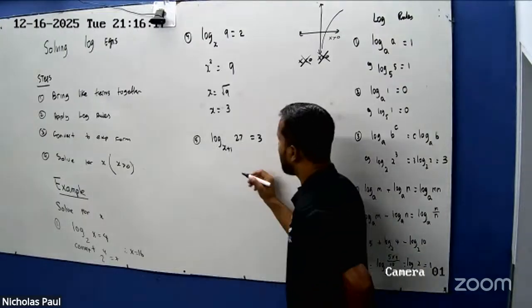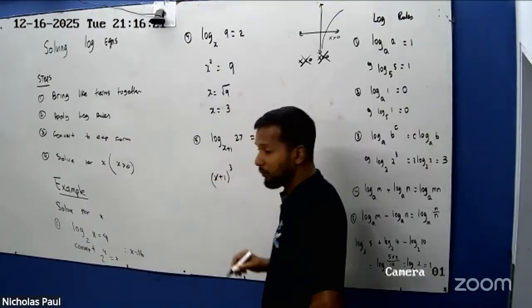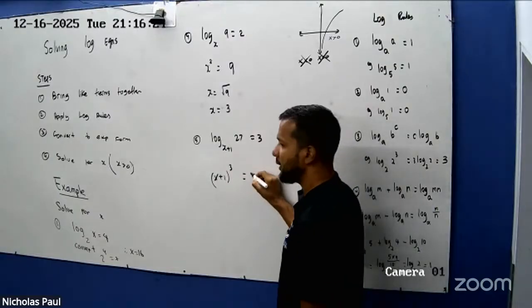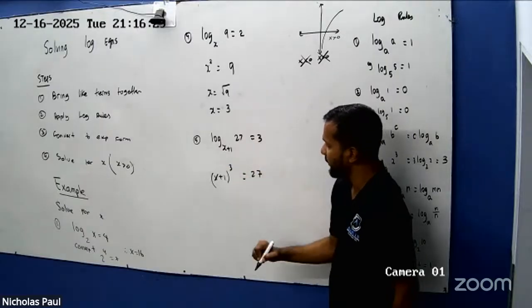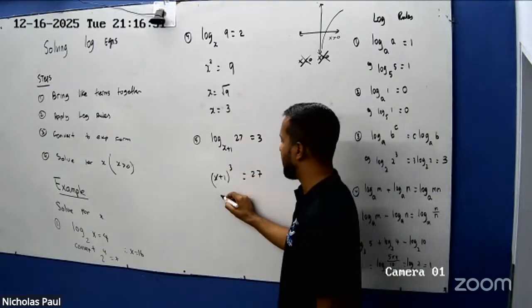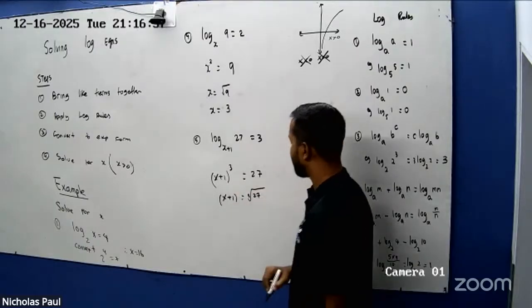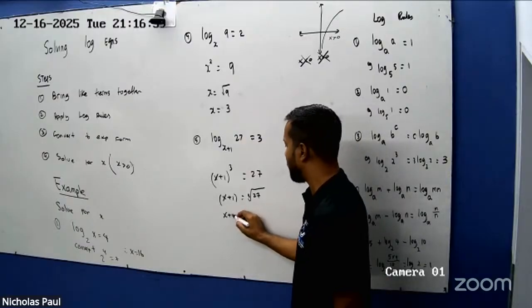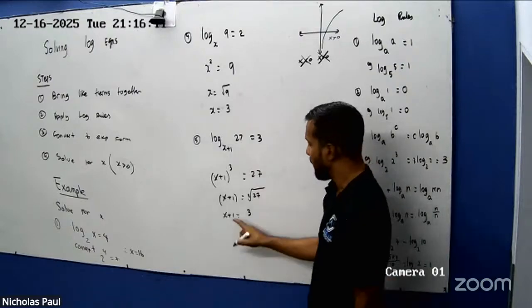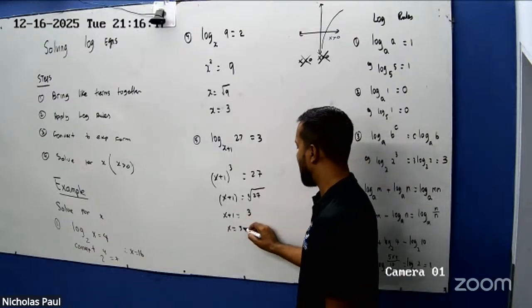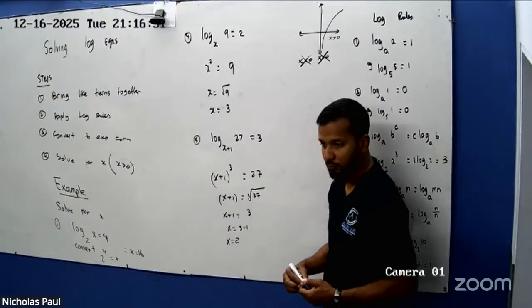Right, next. So this one will be x plus 1 all to the power of 3, and all to the power of 3 is equal to 27. So it's whatever you have here, all to the power of 3. Now we move across the cubed, and we get the cube root. So you'll get x plus 1 is equal to the cube root of 27, which is 3. Then move across plus 1, and you'll get minus 1. So x is 2. Right?